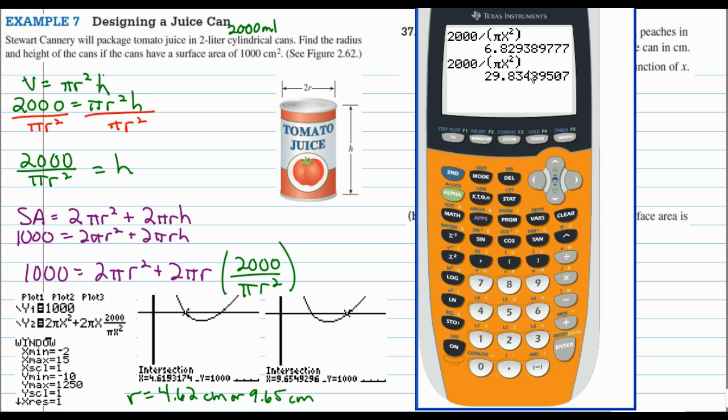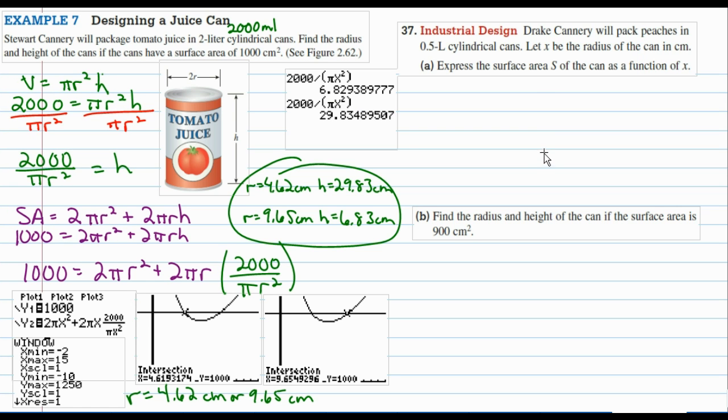So I have two scenarios. If the radius is 4.62 centimeters, the height of the can will be 29.83 centimeters. If the radius is 9.65 centimeters, the height will be 6.83 centimeters.